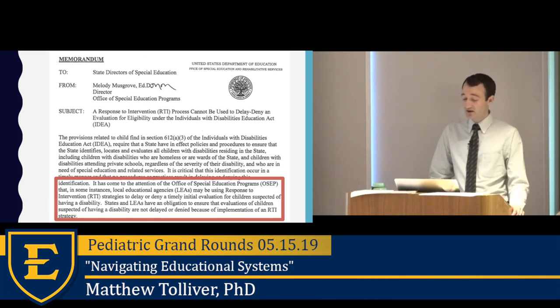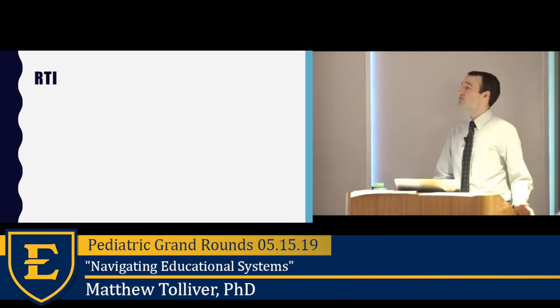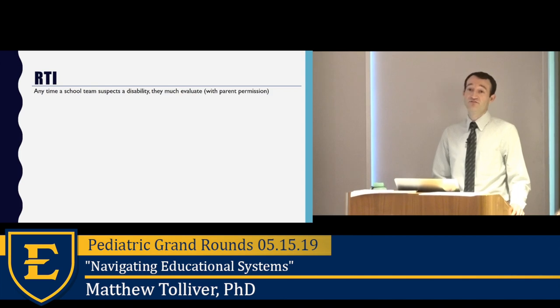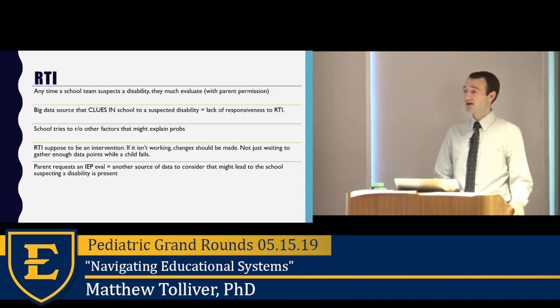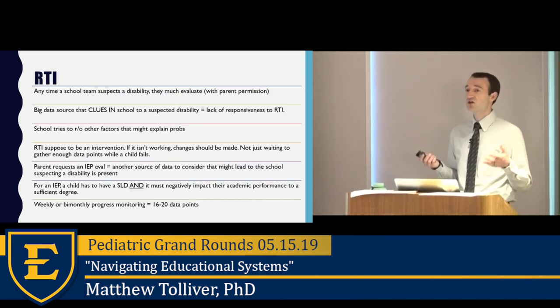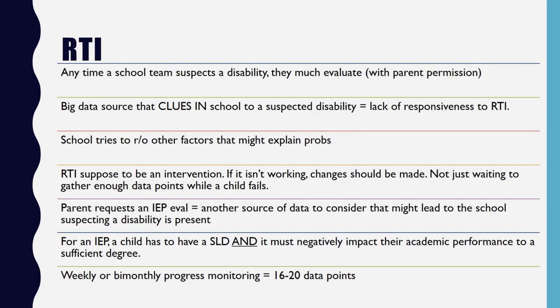So if you think about it, to summarize, any time a school suspects a disability, they have to evaluate. But RTI is a big source of data that's going to clue them in that there is a disability. So practically, if a kid's been in RTI for 4 weeks, it's probably not the best idea to recommend psychoeducational testing, because the school's probably going to deny it, and probably for good reason, right? You want to be able to tell whether the kid's responsive to interventions or not.